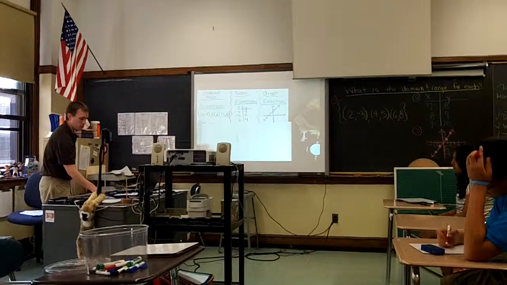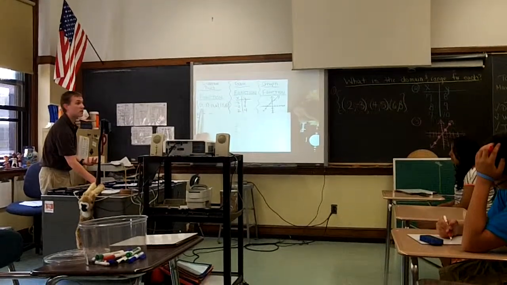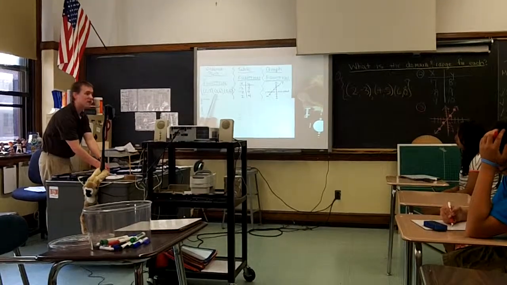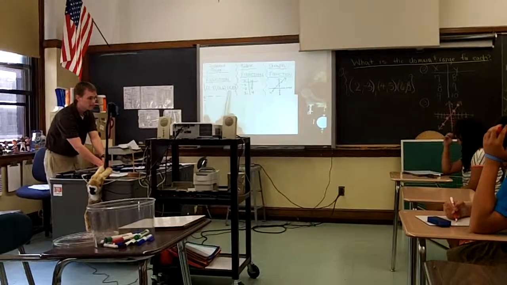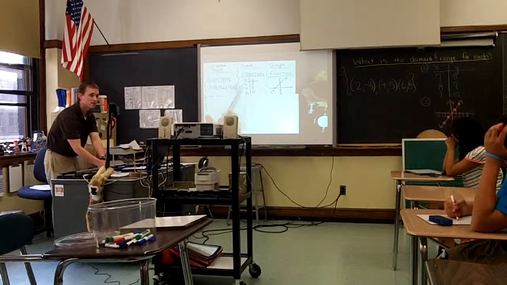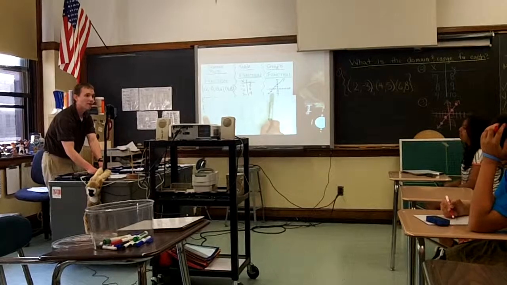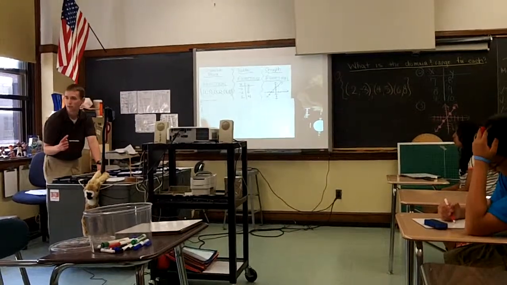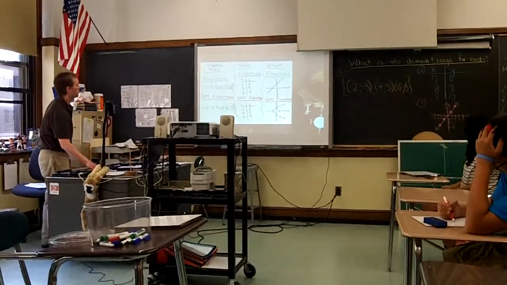Is 2 matched up with any other number in this first one? -3. Okay, is it matched up with something besides -3? No. Is 3 matched up with something besides 6? Nope. Is 5 matched up with something besides 8? No. What about in the table? Are all your x values paired up with one y value? Yes. Okay. In the graph, are all your x values paired up with one y value? Yeah. Okay. Now let's look at what's not a function.